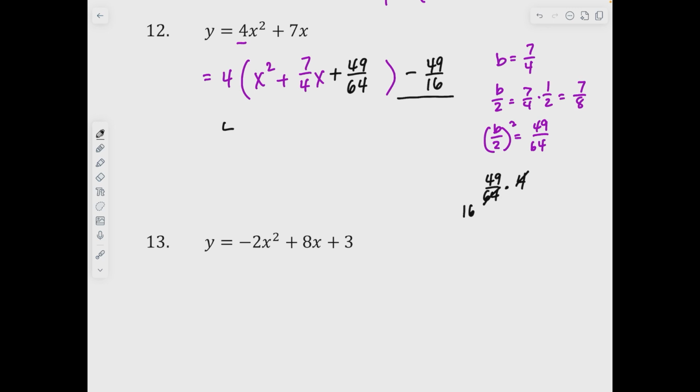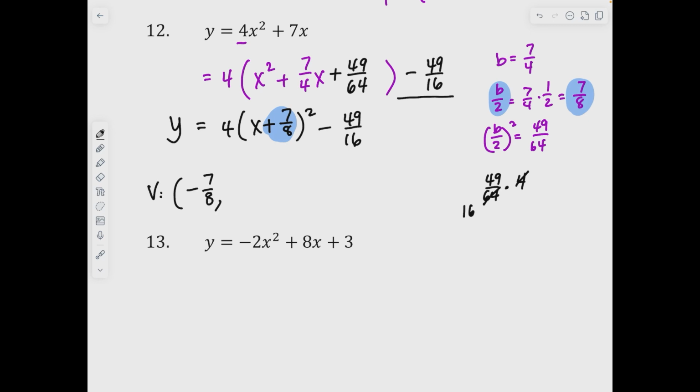Okay? The 4 is still there. This is 4 times x plus 7 over 8, quantity squared, minus 49 over 16. The reason I knew it was plus 7 over 8 was because the b over 2 is always the one that goes in the middle. Okay? The last one, because this is in vertex form, the vertex is going to be located at -7/8, comma, -49 over 16. If this doesn't make sense to you, you still have the negative b over 2a version that you can do, and then simplify it from there.